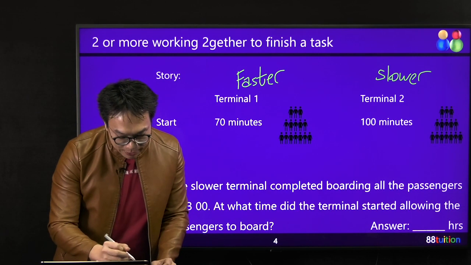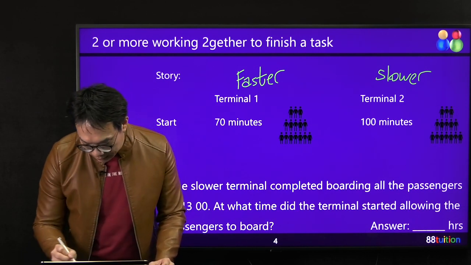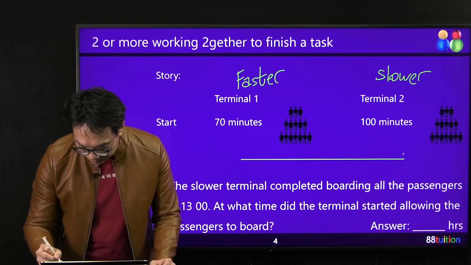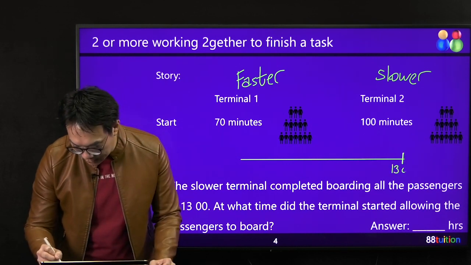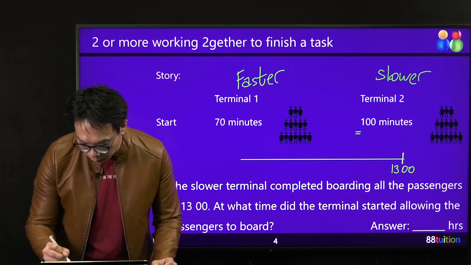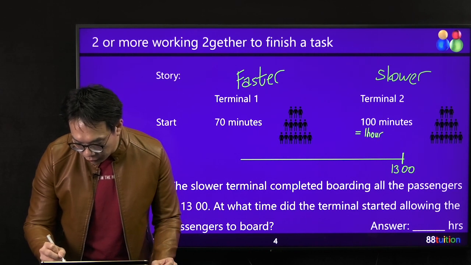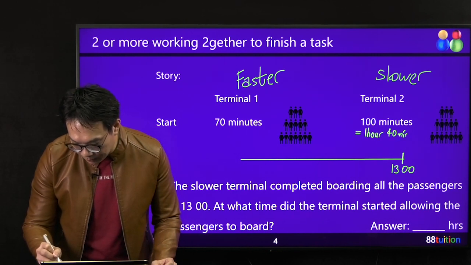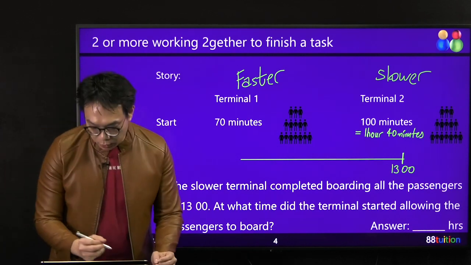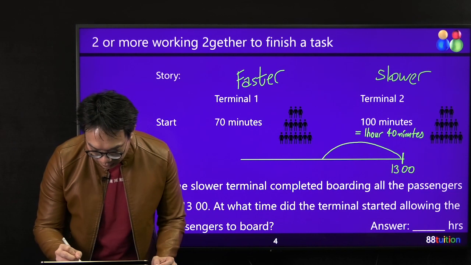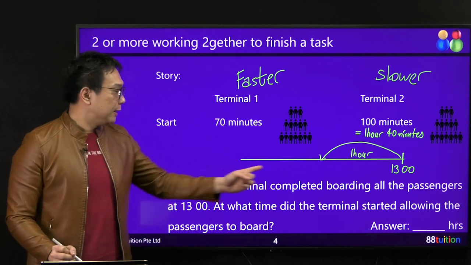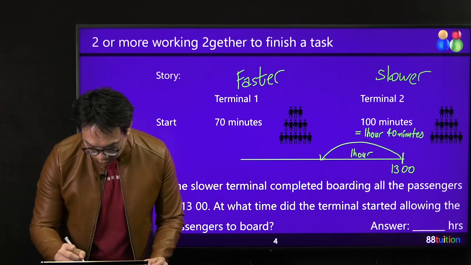Usually for this type of question, we draw a timeline like that. And down here, at the end of the day is 1300, that's 1 p.m. 100 minutes is equal to 1 hour and 40 minutes. Is that okay? Because 1 hour has 60 minutes, 60 plus 40 is 100 minutes. So from 1300, I purposely minus away 1 hour first. You go back 1 hour, 1300 goes back to 12 o'clock.